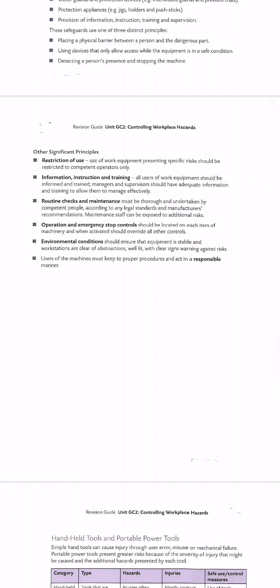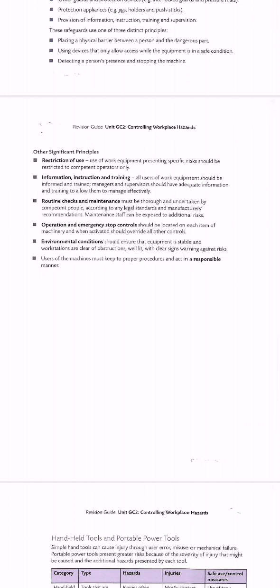All users of this working equipment should be informed, trained, managed and supervised, and should have adequate information and training to allow them to manage effectively, right? Then number 3, the routine check and maintenance. Routine check and maintenance simply means that they should have specific times to check all this equipment, whether it's a forklift or a crane, to check whether they are still in working order and nothing is damaged in the machine, you understand.